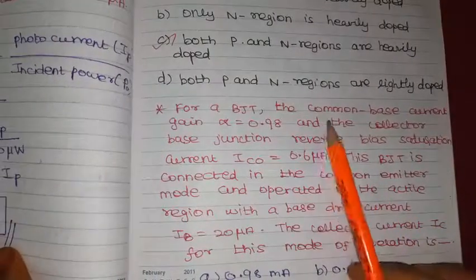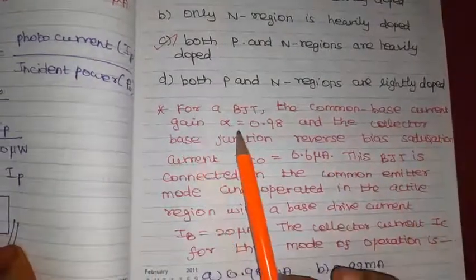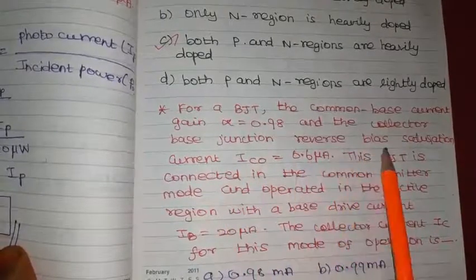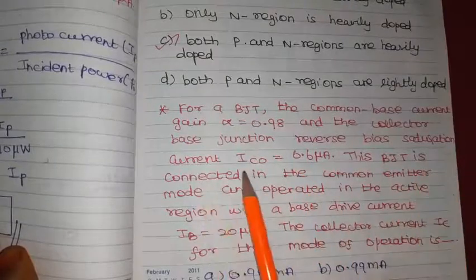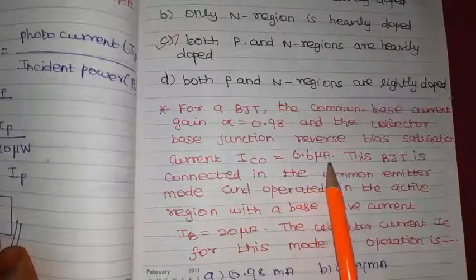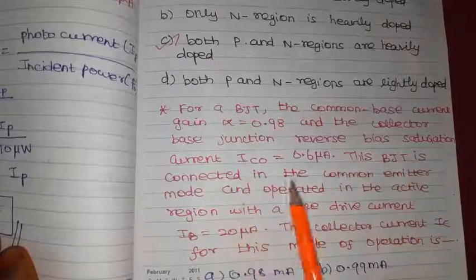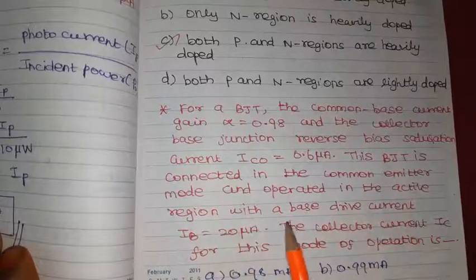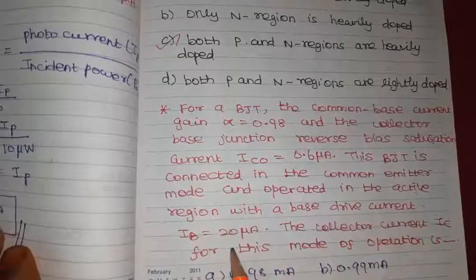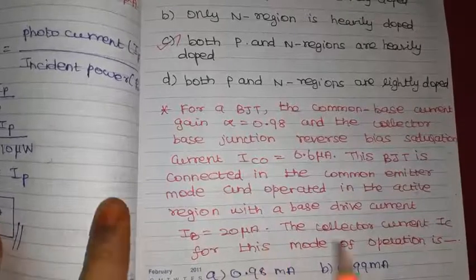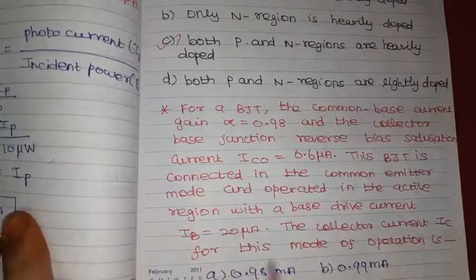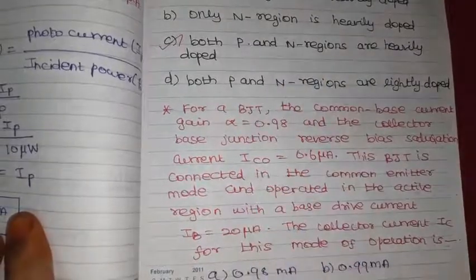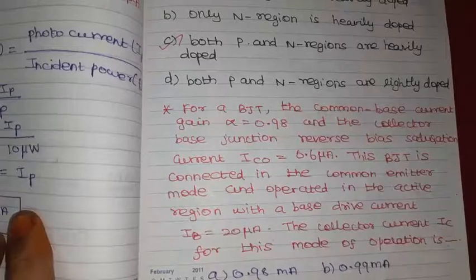For a BJT, the common base current gain alpha is equal to 0.98 and the collector base junction reverse bias saturation current ICO is equal to 0.6 microamperes. This BJT is connected in the common emitter mode and operated in the active region with the base drive current IB equal to 20 microamperes. The collector current IC for this mode of operation is. All the data are given, and we need to find out finally the collector current.